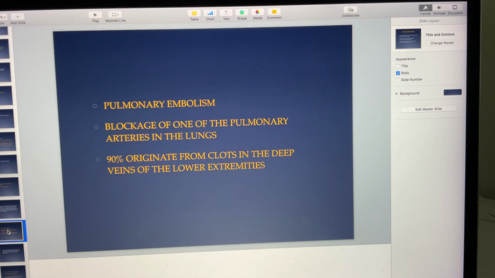This is pulmonary embolism. And what it is, is the blockage of one of the pulmonary arteries in the lungs. Okay? So when one of those pulmonary arteries is blocked, that could lead to pulmonary embolism. And 90% of the clots originate, okay, from the deep veins in the lower extremities.